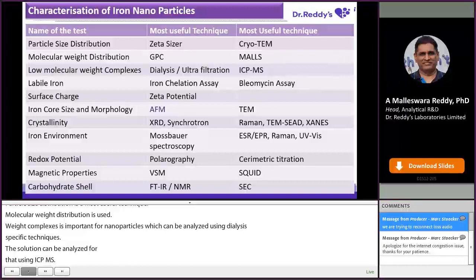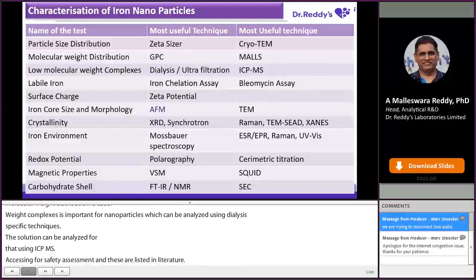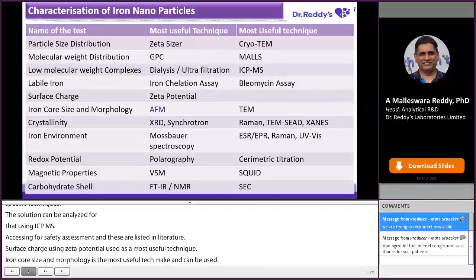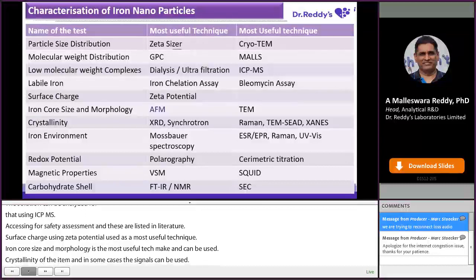Surface charge is assessed using zeta potential, where the Zetasizer is the most useful technique. For iron core and morphology, microscopy is the most useful technique. So AFM is the primary and TEM can be used as orthogonal. Crystallinity of the iron core can be assessed using XRD. In some cases, if the signals are very weak, synchrotron also can be used. And orthogonally, the same kind of information can be drawn from Raman, TEM, SAED and others.